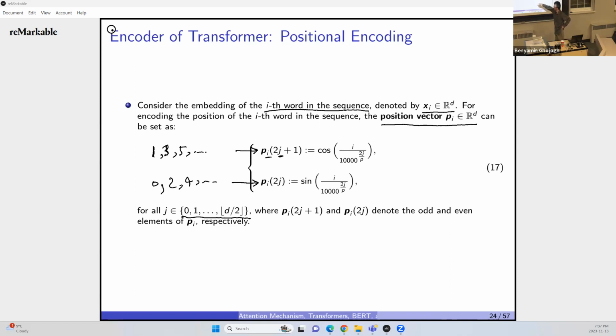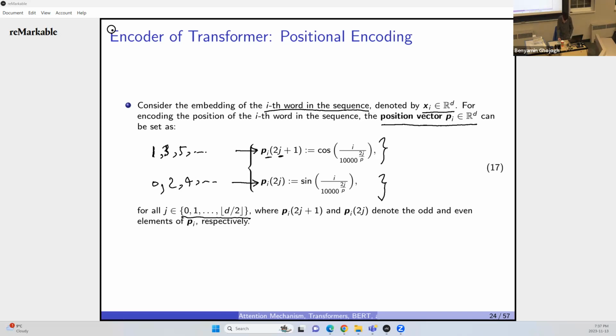J goes from 0 to d over 2. Why d over 2? Because when j is d over 2, then you have covered the whole d dimensions, right? Because half of them are handled by this, half of them are handled by this, right? Agree? And what is I? Is the ith word in the sequence, right? I exactly is the position. The first, second, third, fourth, right?